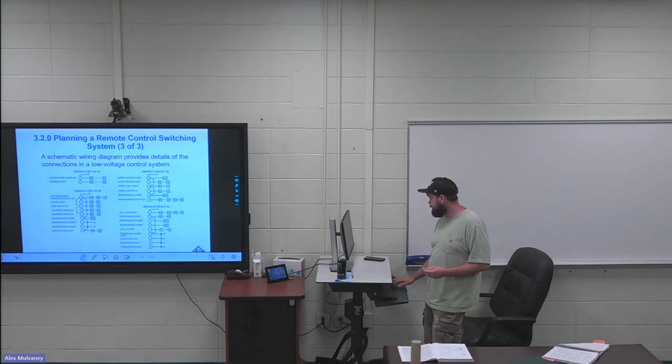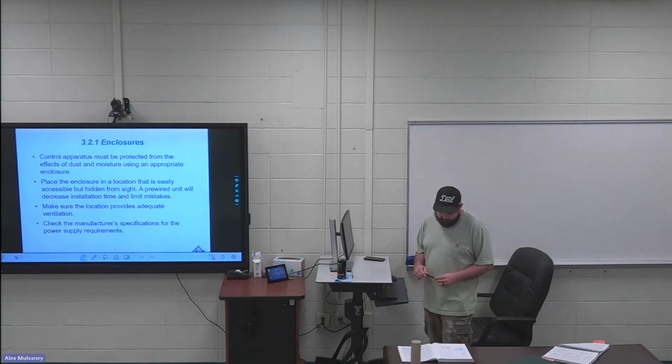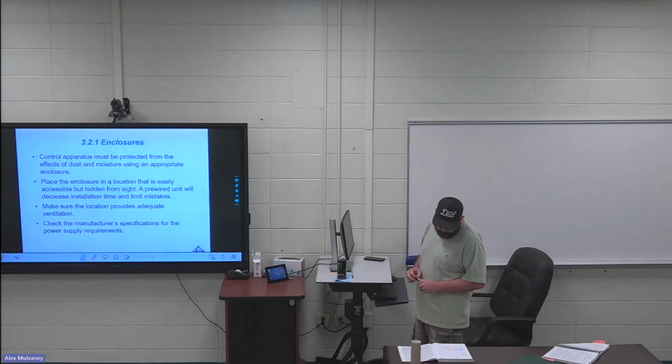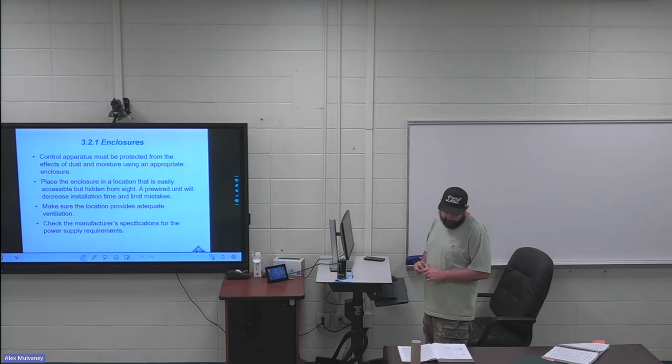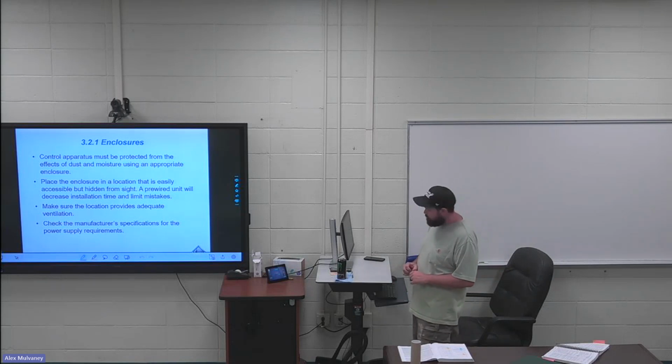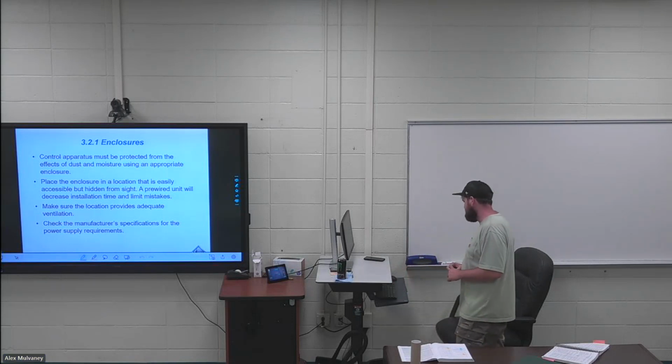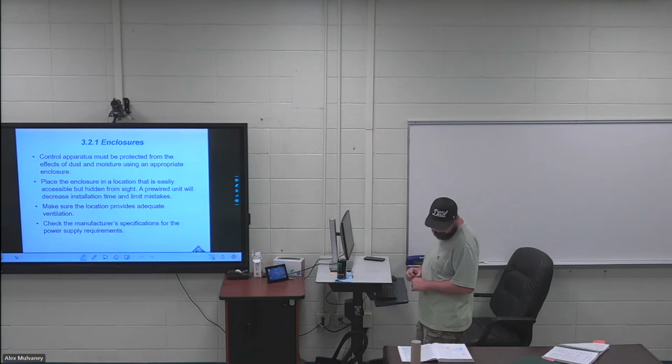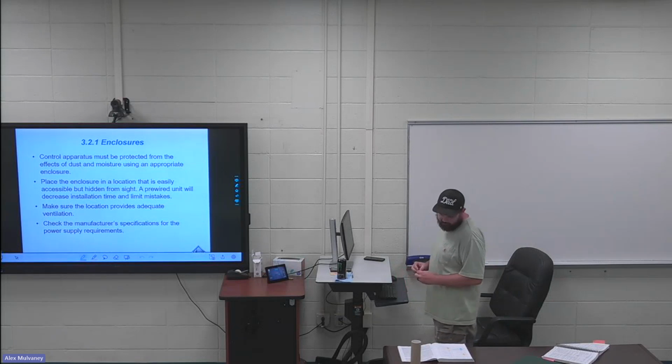321, enclosures. First sentence of enclosures is highlighted. The enclosures should be placed in a location that is easily accessible but hidden from sight. So that's the first sentence of that paragraph. The last sentence up in the top right is also highlighted. The panel itself should be mounted at eye level between 2 studs. So at eye level between 2 studs, but out of sight.